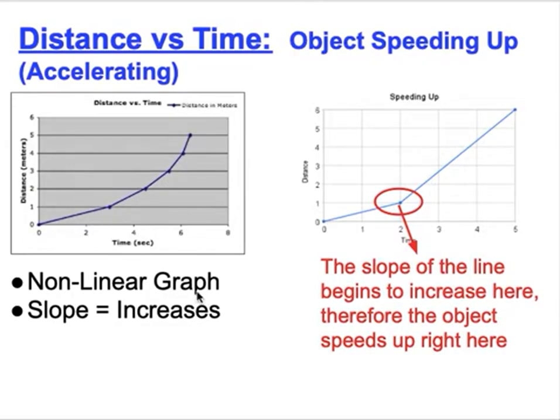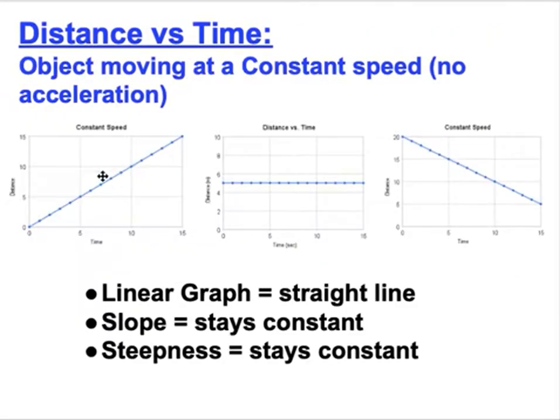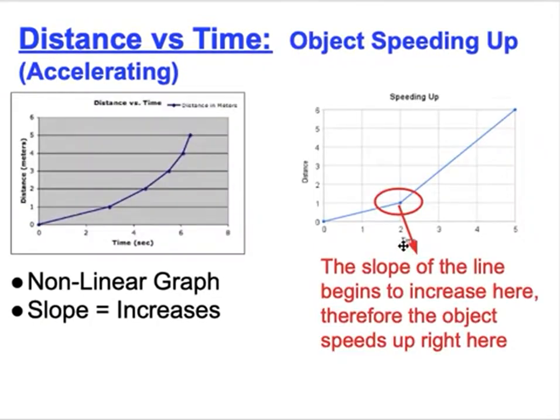A nonlinear graph means that there's a curve or a bend in the line. Before, we didn't see a bend in the line. It stayed consistent. Now, and I circled it here, from point to point you'll notice there is a slight curve that goes more vertical. And what that means is the slope, the steepness of the line, is getting more and more.